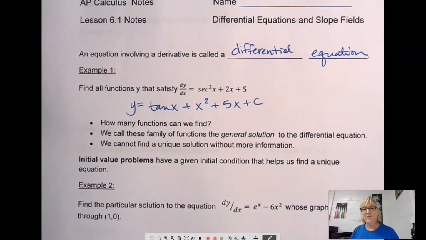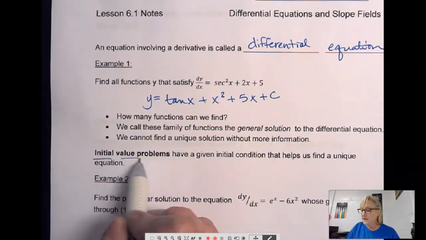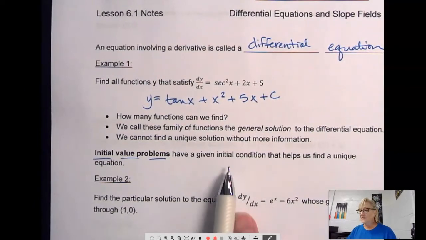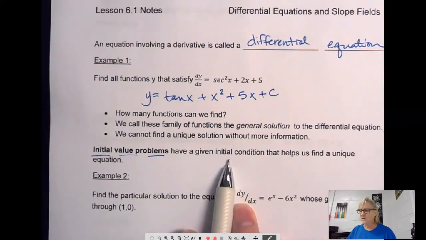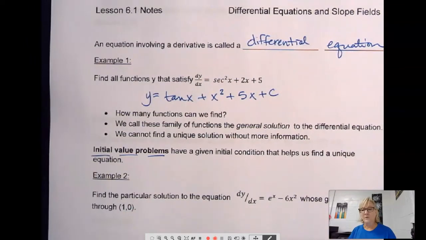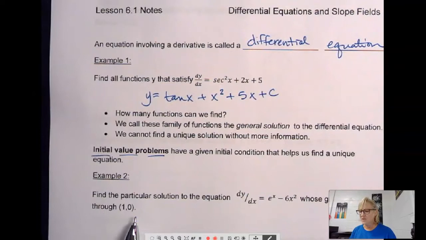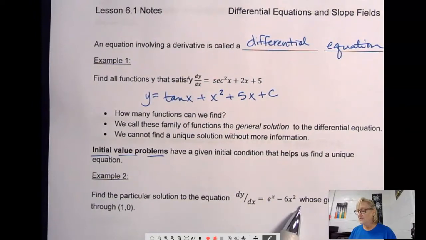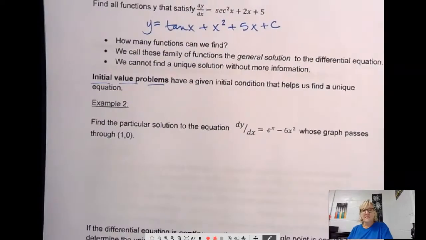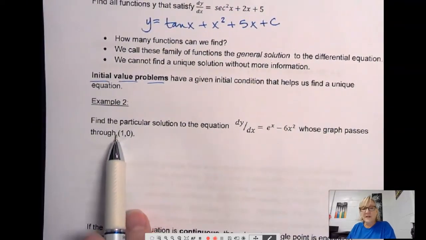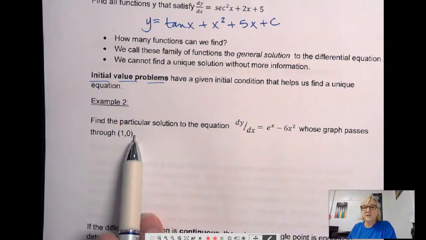Okay, so when we do have more information, this is called an initial value problem, because they give us an initial condition, and the initial condition is in the form of an ordered pair, and we've done that before. So when we have the ordered pair, then we can pin down that exact function and figure out what c is. So that's what example 2 is. Find the particular solution to this equation. So the derivative of y is this right here, and the graph passes through the point (1, 0). Okay, so this is called initial value because we are giving an initial ordered pair that is on the function, and that's what enables us to find that value of c.